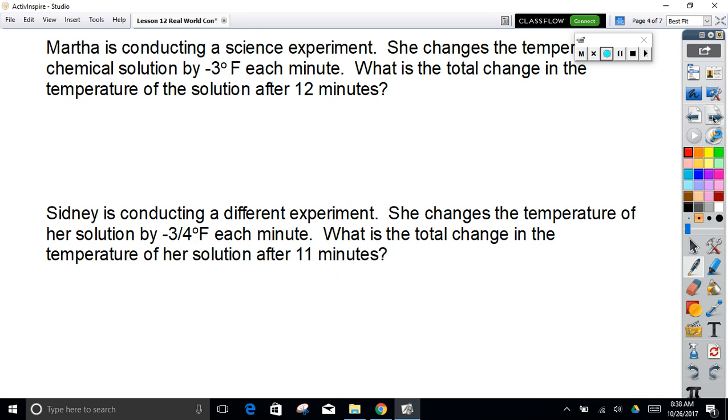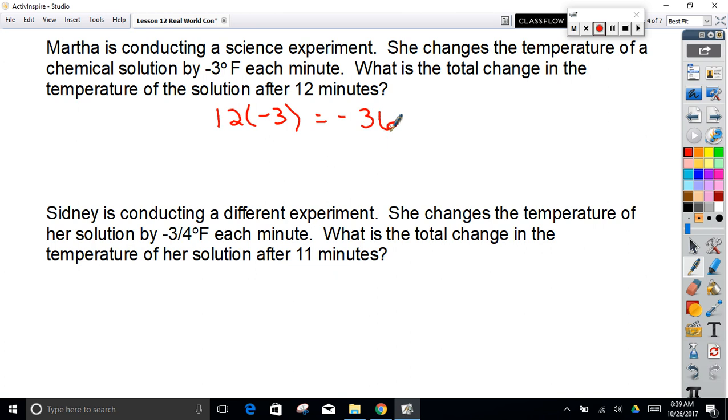Okay, let's take a look at the next problem. Martha is conducting a science experiment. She changes the temperature of a chemical solution by -3 degrees Fahrenheit each minute. What is the total change in the temperature of the solution after 12 minutes? Violet, what do you think I would do to solve this problem? 12 times -3, or -3 times 12. Good. And what is 12 times -3? Negative. Good. And so how could you sum that up in a sentence?